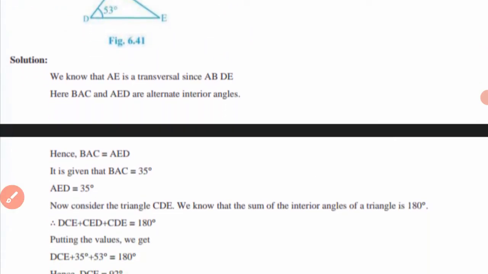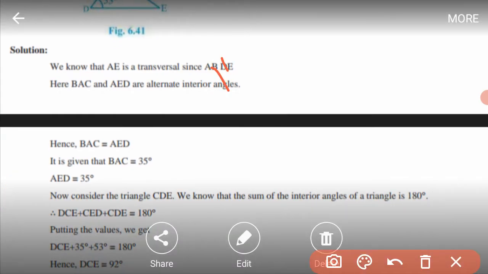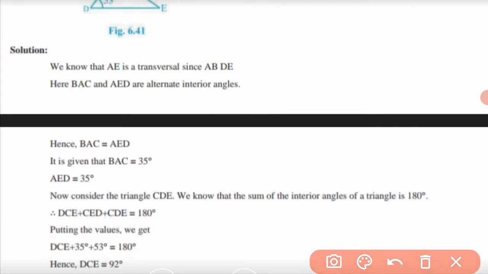Now we know that AE is a transversal and side AB is parallel to DE. These two sides are parallel, and here angle BAC equals angle AED, as they are alternate interior angles. Hence BAC will be equal to AED. So, as we know that BAC equals 35 degrees, AED will also equal 35 degrees.